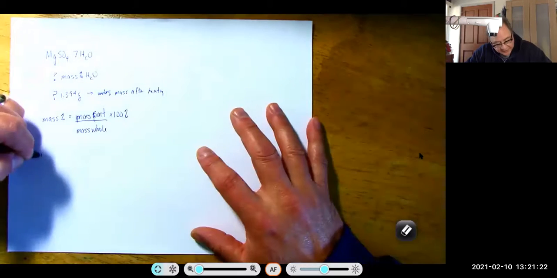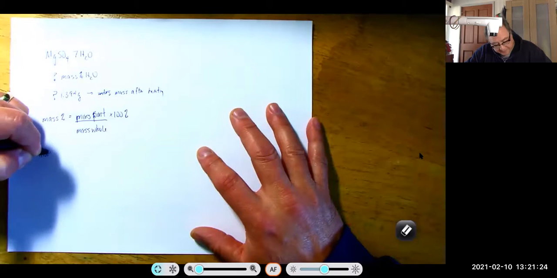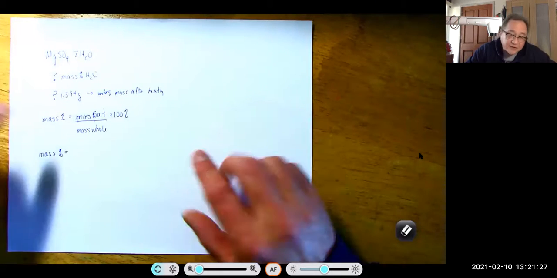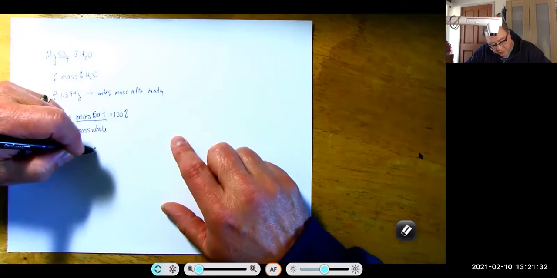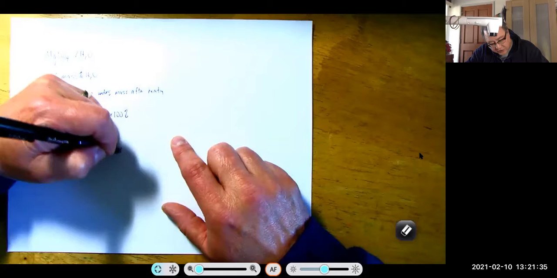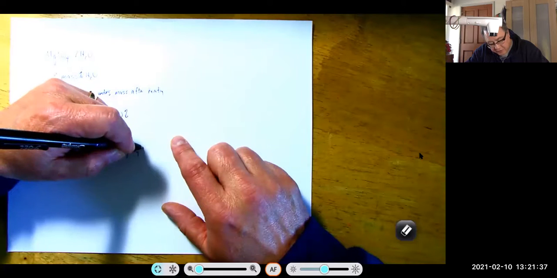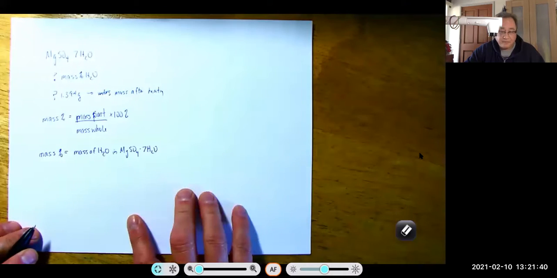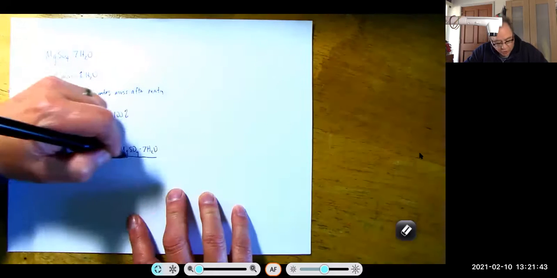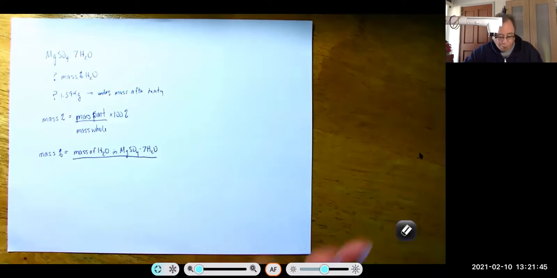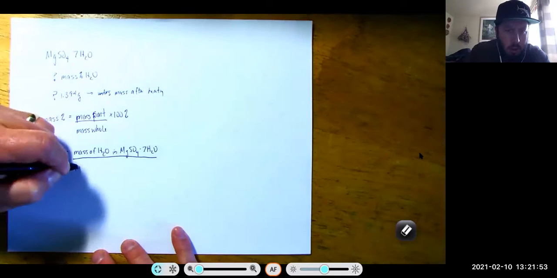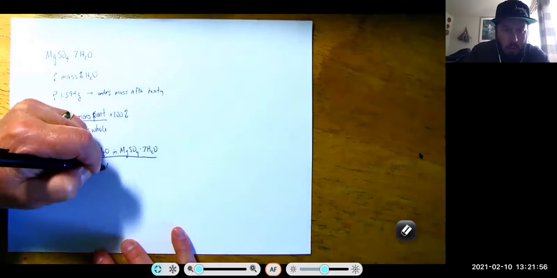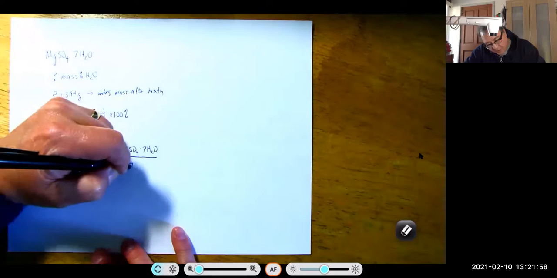So in this case, what is the mass of the part? Since we're interested in the mass percent H2O, it's going to be the mass of H2O in MgSO4·7H2O. Now, if you had to guess what the whole is, what do you think the whole is? The whole is the MgSO4·7H2O. Correct.